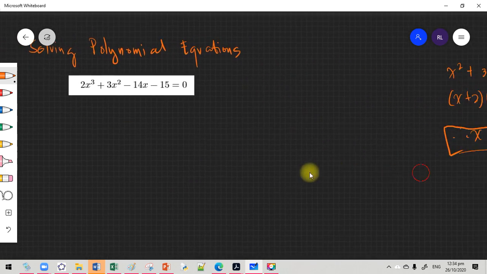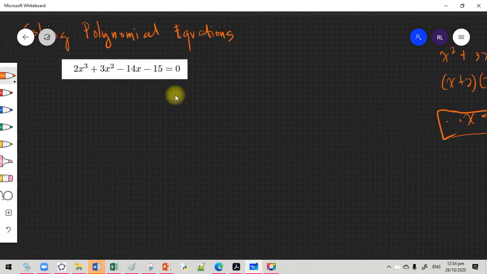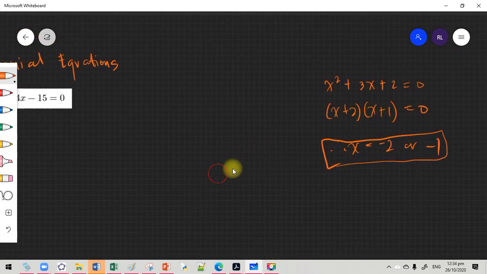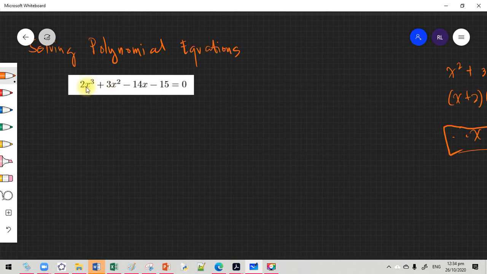Since this is cubed, we are solving polynomial equations just like this. We are looking for the values of x. But since this is cubed, we are expecting at most 3 roots. When you say at most 3 roots, it can be only one real root, only 2 real roots, or all roots are real roots. If it has 2 real roots, therefore one is an imaginary root.